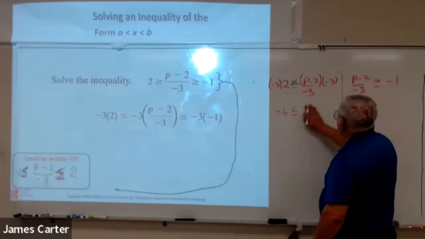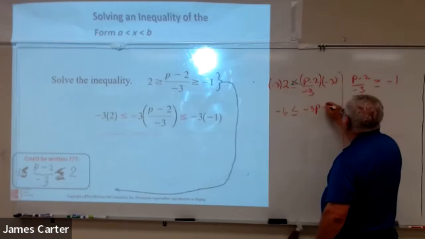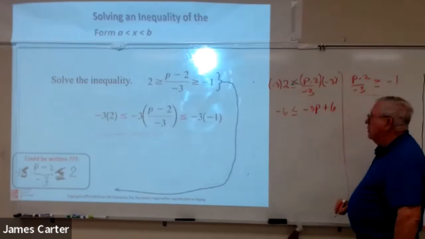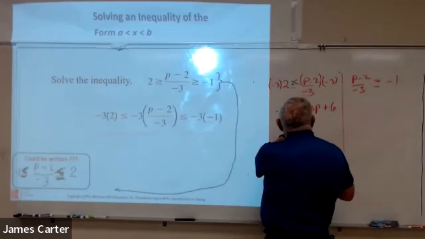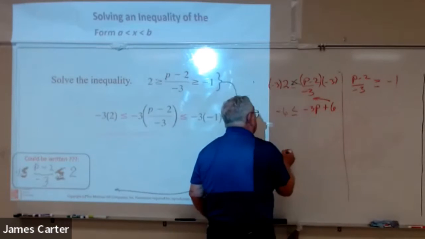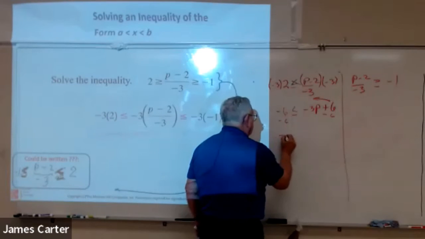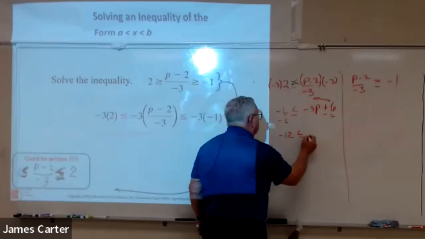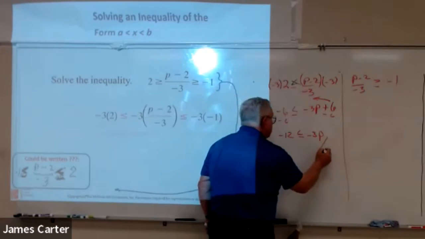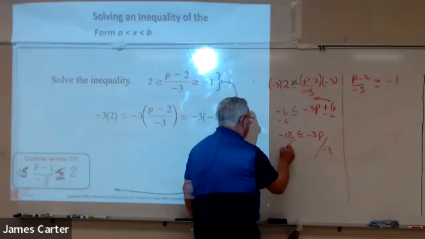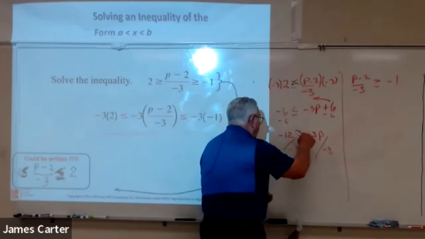I've got to distribute that. -3p plus 6. Okay? Now, I'm going to take this -6 over. So -6 gives me -12 less than or equal to -3p. I'm going to divide both sides by -3. Flip symbol again.